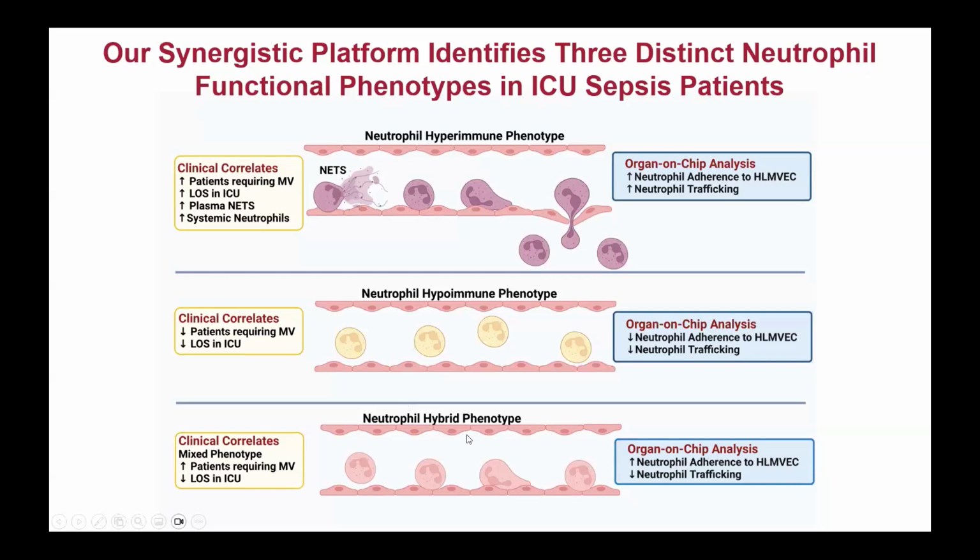This hybrid group, which is kind of a mix of the two, tends to have higher adhesion, but lower migration. So it's kind of a combination of the two. That's why we call it hybrid. They require more mechanical ventilation, but their length of stay in the ICU is lower. So this is an interesting group that's kind of in between. We're still trying to figure out what's happening with this third group. But this distinction, as I said, has worked well. And remember, there are clear proteomic signatures for each of these groups, or each of these phenotypes, I should say.